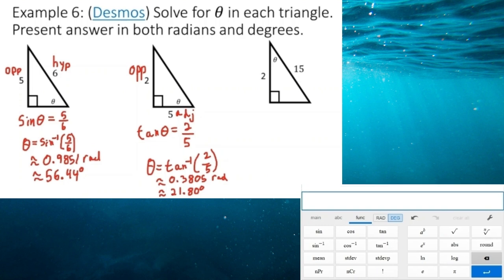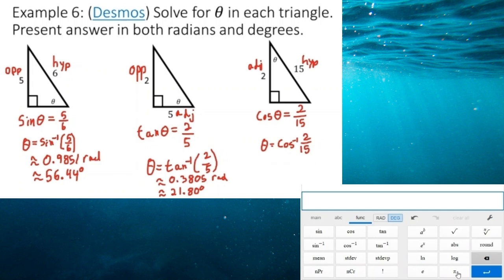Now for our last triangle, the side of length 15 will be the hypotenuse, the side of length 2 would be the adjacent side. So which trig function should we use? We should use cosine because we're working with the adjacent and the hypotenuse. So cosine theta is equal to 2 over 15, which means theta equals the cosine inverse of 2 over 15.